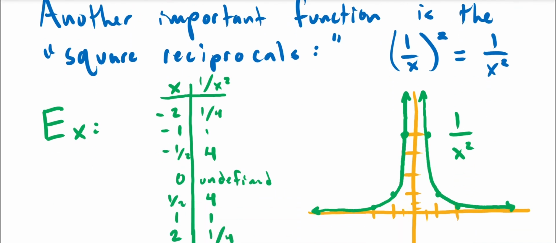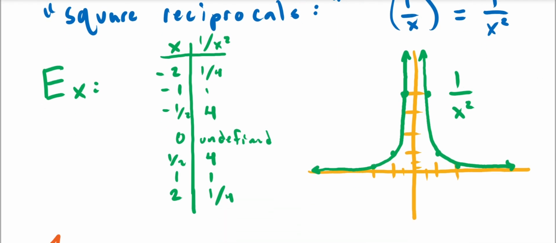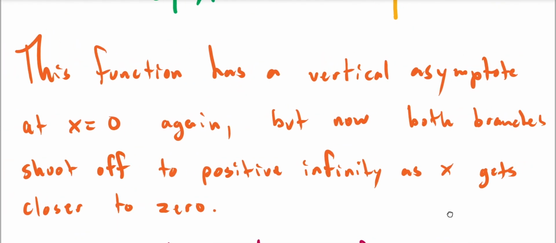Another important rational function is the square reciprocals, so 1 over x but squared, which is the same as 1 over x squared. And if we plug in some points here, we see some similar behavior. It gets very small as x gets large. Now, though, it stays positive because a square of a number is positive. And as we go towards 0, both of these seem to shoot off towards positive infinity. Little numbers have huge positive square reciprocals. So we see a vertical asymptote again, but now both branches go off towards positive infinity.